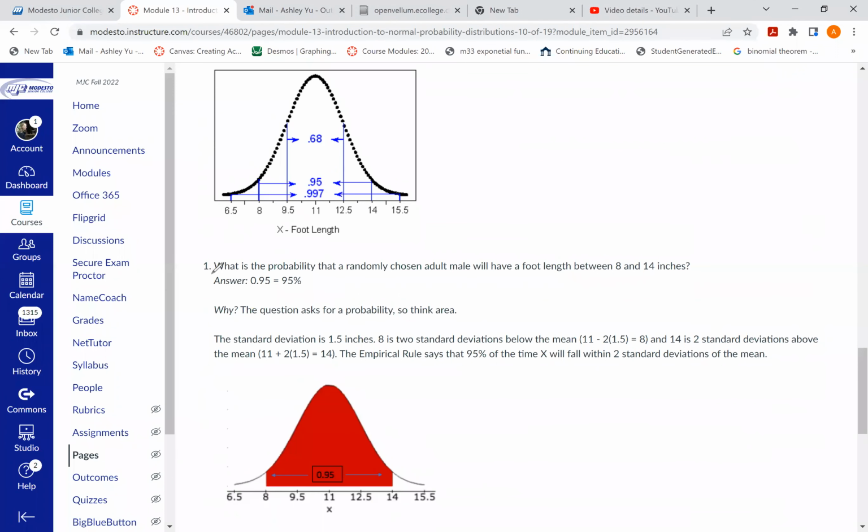All right. What is the probability that a randomly chosen adult male will have a foot length between 8 and 14 inches? So let's look at the graph. 8 and 14, let's see, that's here to here. So notice, I think what they're saying is all these lines that they're drawing. So the middle portion in here, that's 0.68. That's just 1 standard deviation above or below the mean. Yeah, that's 1.